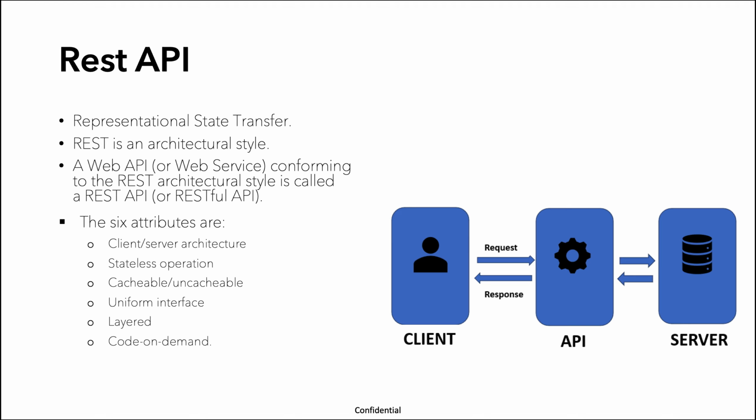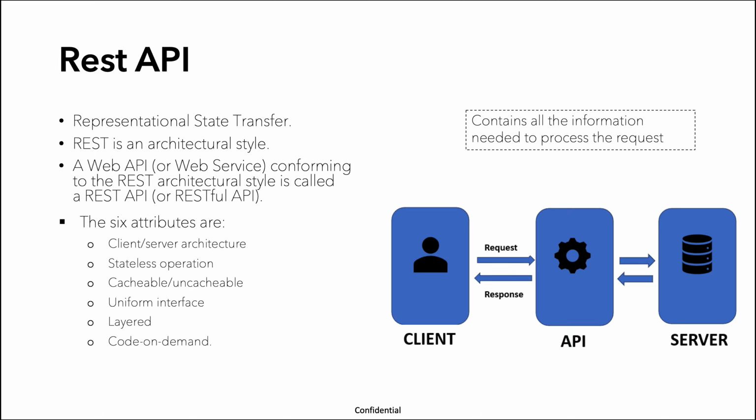Another attribute is stateless operation. REST APIs are stateless, which means that each request from a client to the server contains all the information needed to process the request. The server does not maintain any client state between the requests. So it's one way. Clients can request resources in any order, and every request is stateless or isolated from the other requests.